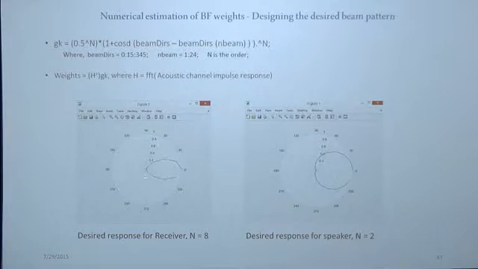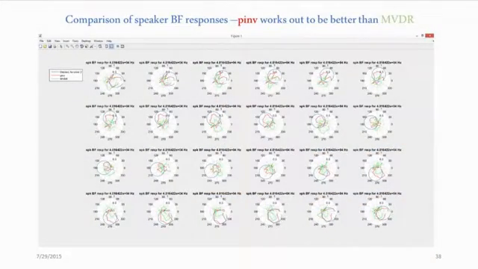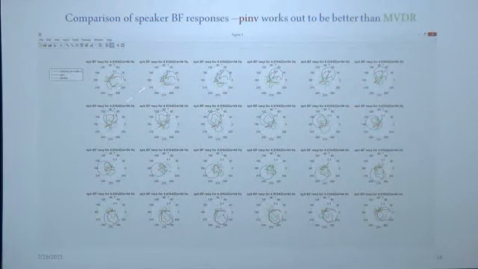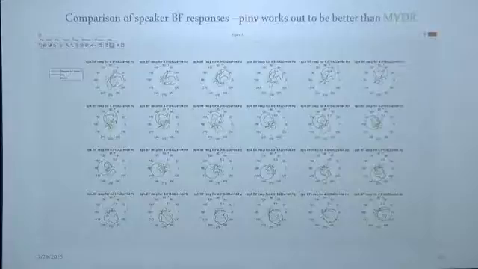We had our acoustic channel impulse responses, and this was actually the desired beam pattern that we were targeting for the receiver and for the speaker. And we actually did numerical estimation. We basically fit the curves to get this. So we are forcing beam pattern synthesis based on the measured data. As you can see, the MVDR is represented by green, desired is blue, and curve fitted response is in red. So it is quite evident that the red ones perform much better than the green ones, that is MVDR classical estimation of the weights.